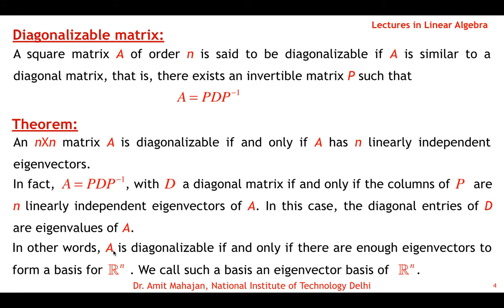Okay, so a matrix will be diagonalizable if you have sufficient vectors to span or form the basis for the Rn space, and we will call this basis the eigenvector basis of Rn. Okay, now the proof of this theorem.